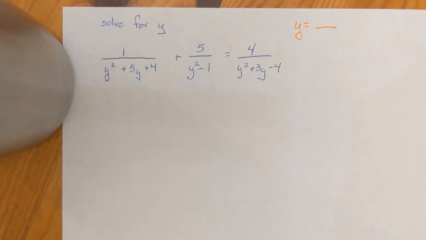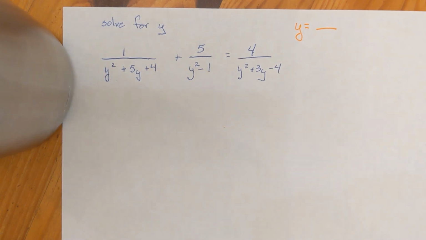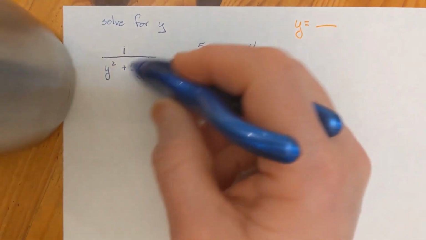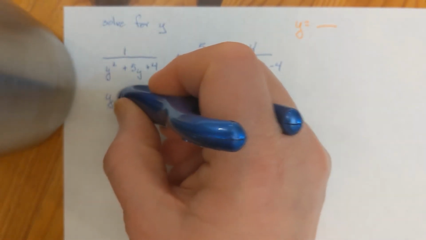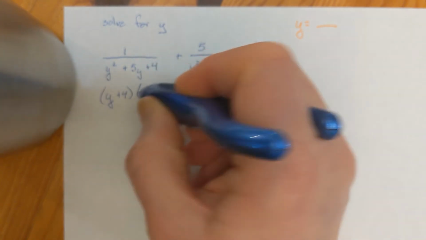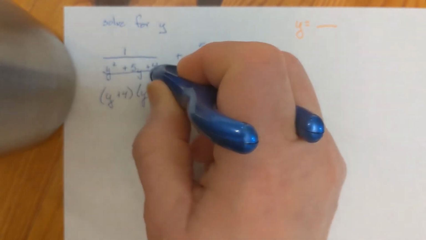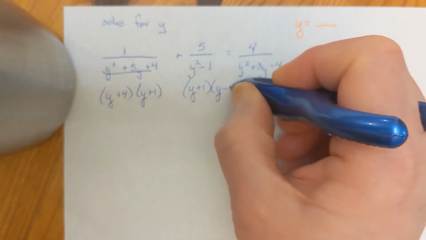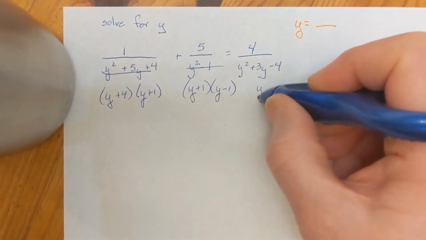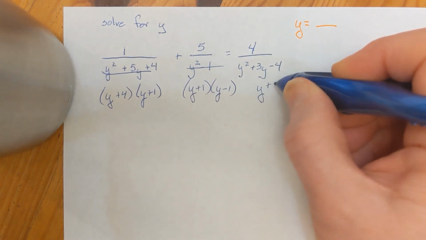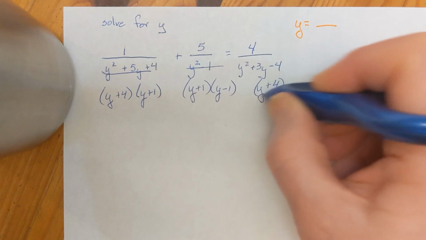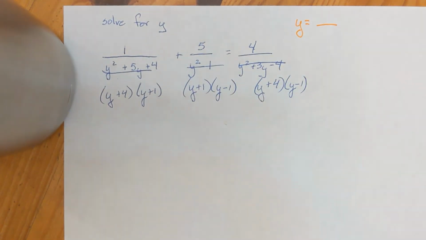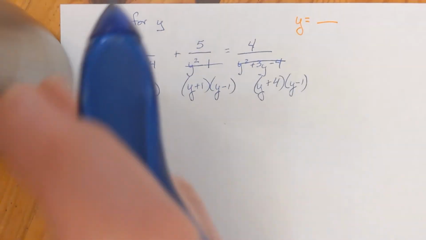The first thing I'm going to do is find my least common denominator. And to do that, I need to factor each of these denominators. And then I can find my least common denominator.